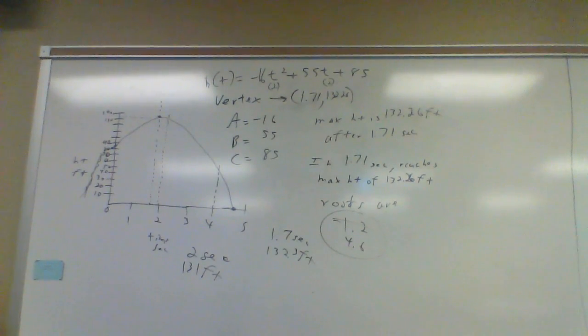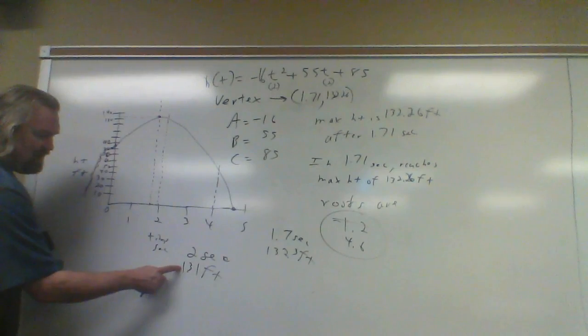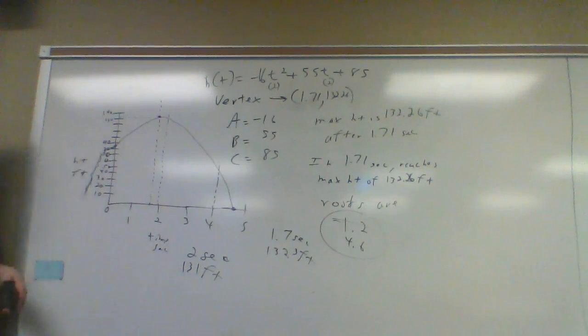Plus 55x. Yeah, you got to keep that x in there, plus 85. Now go to your table. And where's that at 0 seconds? 85 feet. Where is it at 1 second? 124. Where is it at 2 seconds? 131, right? I did that in my head.